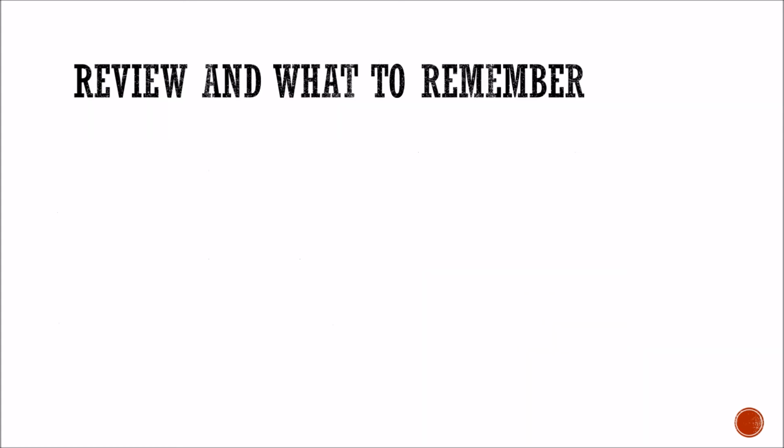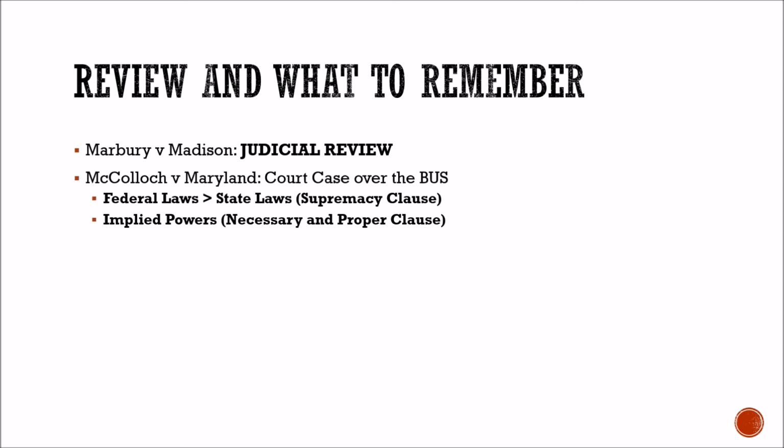So in conclusion, we learn that in Marbury versus Madison, the most important thing to remember is judicial review, which allows the Supreme Court to determine whether something's constitutional or not. In McCulloch versus Maryland, that was the court case over the Bank of the United States, where it established that federal laws are greater than state laws. A good way to remember that case is to see that Maryland, a state, is to the right, so you can see it like a math equation. McCulloch, or federal laws, is greater than Maryland, or state laws.